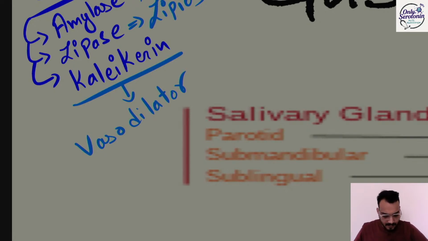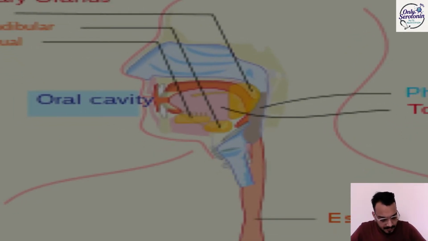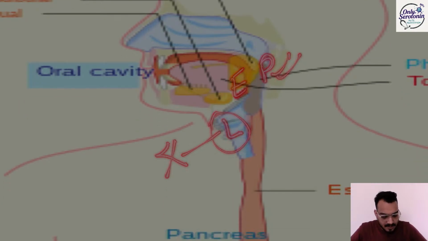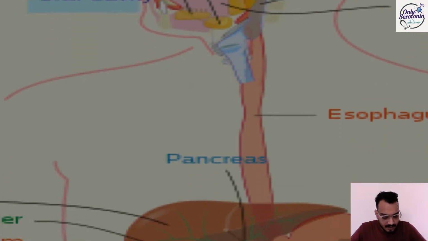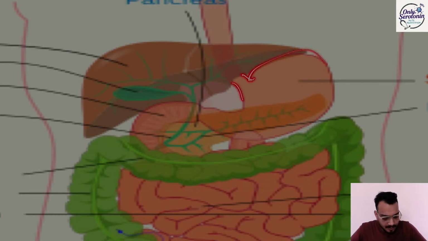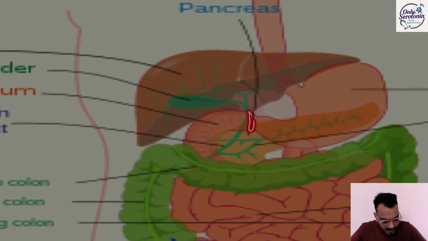Now, after the salivary glands, what are we going to have, guys? We are going to have the esophagus. Before the esophagus, we are going to have the pharynx and larynx. The larynx is for the respiratory tract. It is not for GIT. The pharynx is important for us. The pharynx is going to continue with the esophagus. Then the esophagus is going to continue into the stomach.